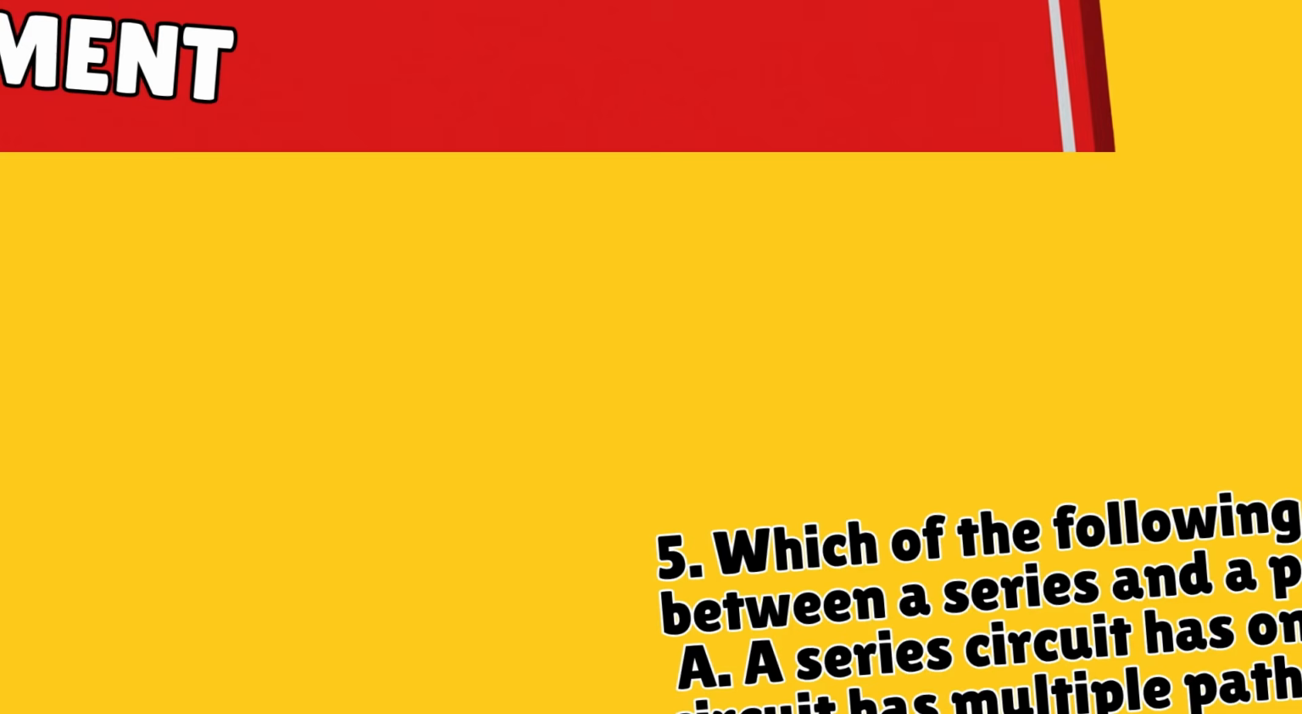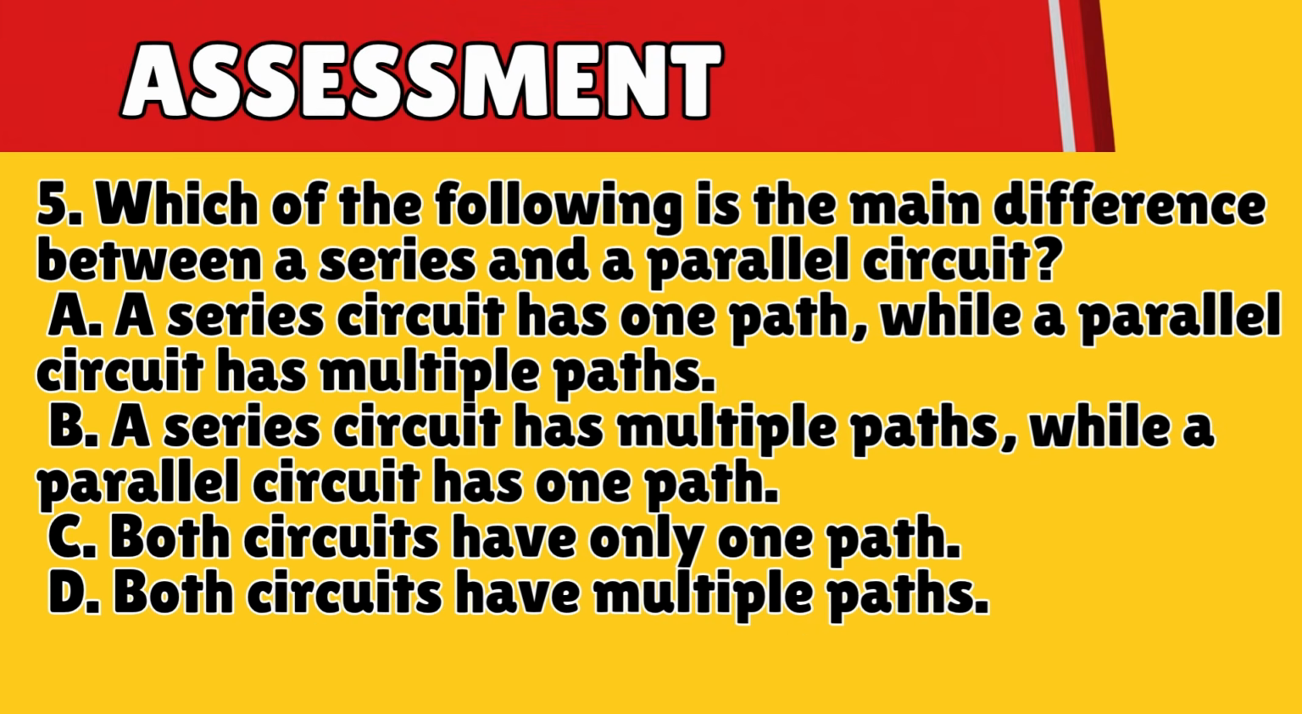Number 5. Which of the following is the main difference between a series and a parallel circuit? A. A series circuit has one path, while a parallel circuit has multiple paths. B. A series circuit has multiple paths, while a parallel circuit has one path. C. Both circuits have only one path. Or D. Both circuits have multiple paths.